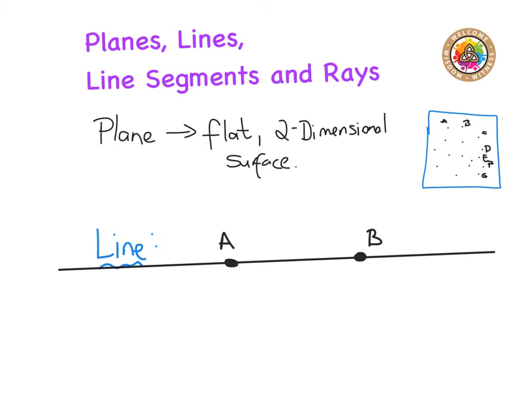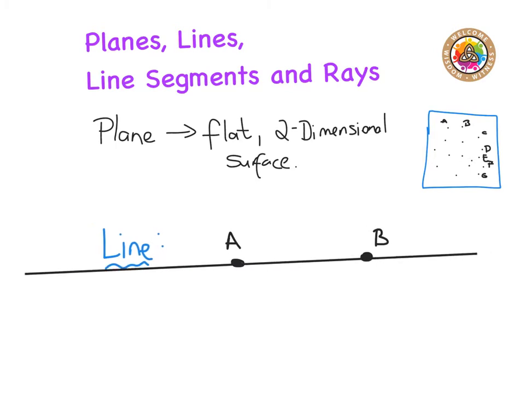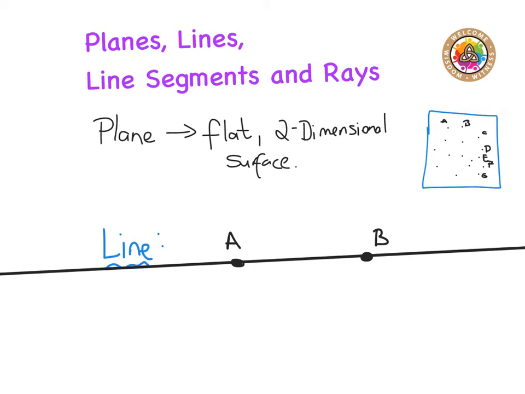But that line isn't complete yet, because a line basically, even though we can't see all the ends of it, goes on forever in both directions. And that's what's really important about a line.